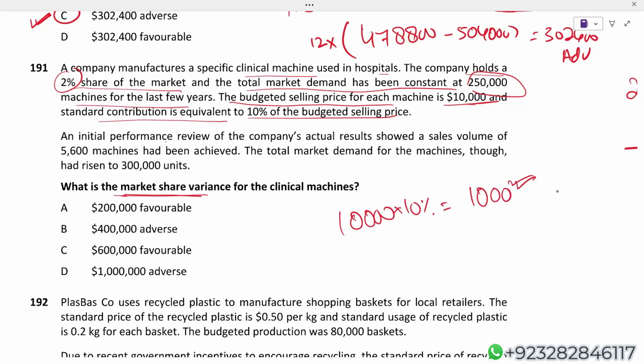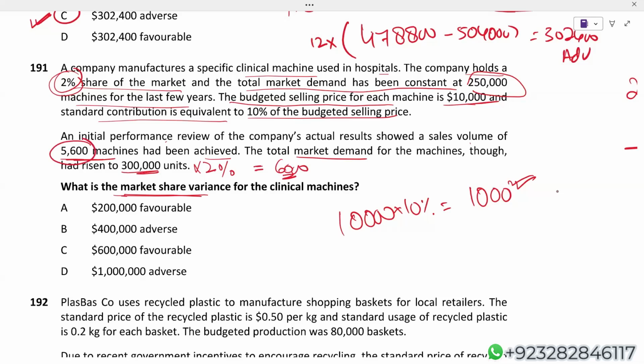In an initial performance review of the company, actual results showed a sales volume of 5,600 machines achieved. The total market demand for the machine had risen to 3 lakh, and we have a share in the market of 2%. Now the market size is not 250,000, it is actually 3 lakh. If I take 2% of this, logically I should have sold 6,000 units. But we have actually sold less than that.